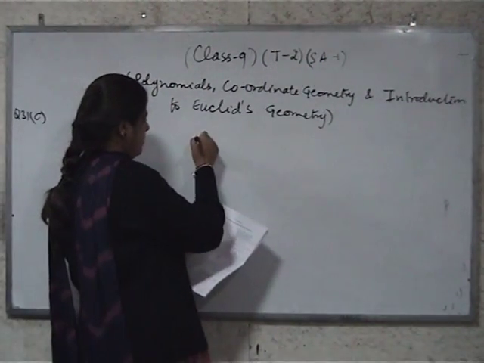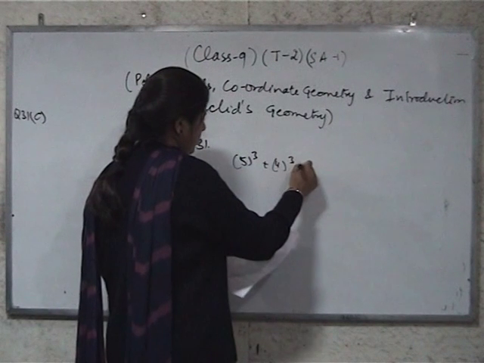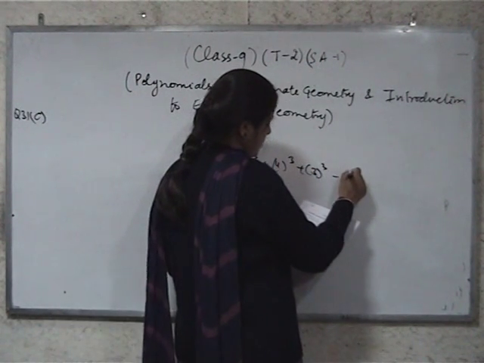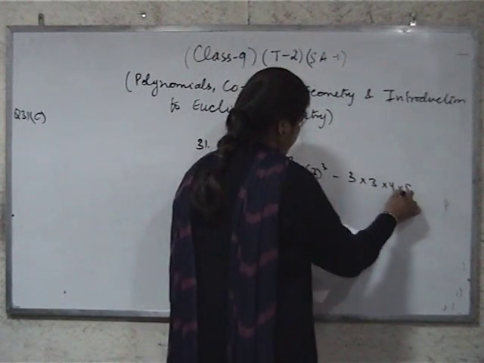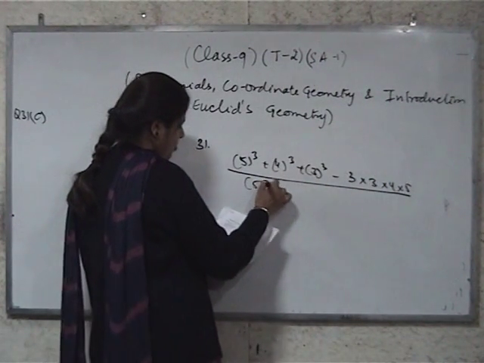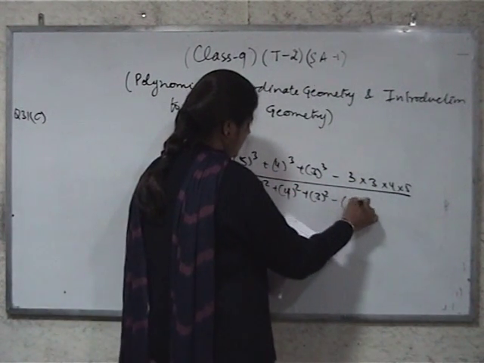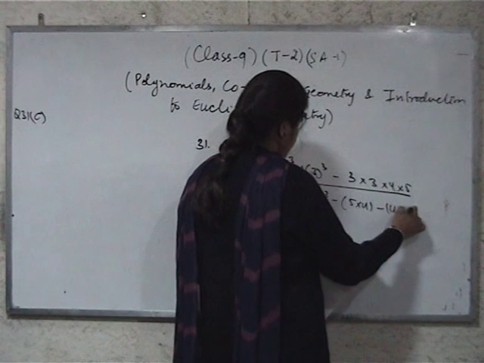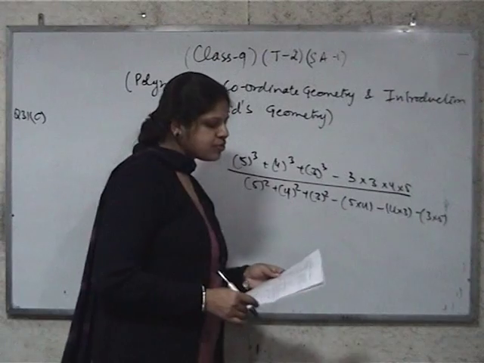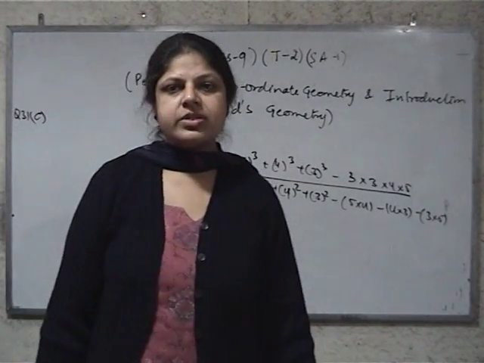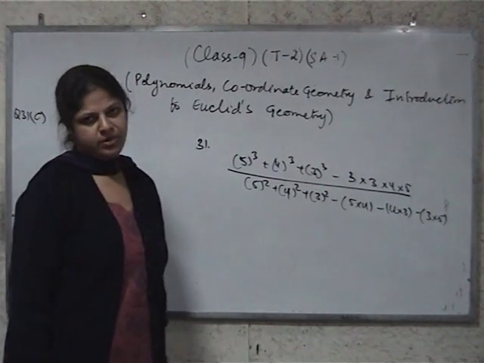Here it is given the expression is 5 cube plus 4 cube plus 3 cube minus 3 into 4 into 5 upon 5 square, 4 square, 3 square minus 5 into 4, 4 into 3 and 3 into 5. I have to solve it. See, if I solve it term by term, this is a very cumbersome calculation. Now remember the formulas that we have.